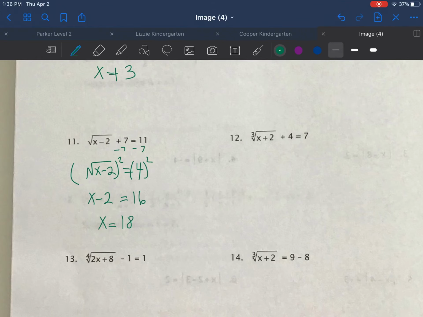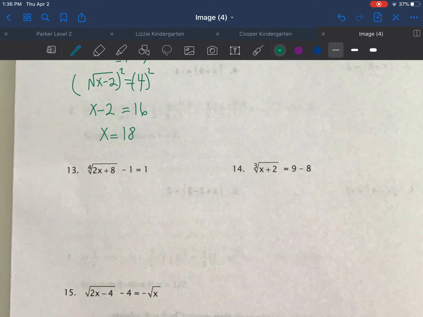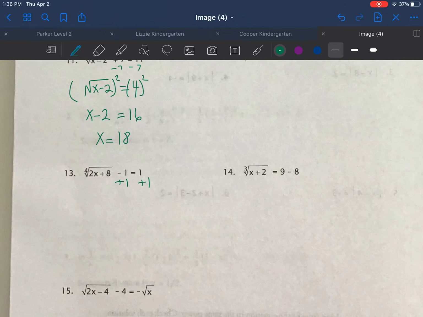Yippee, skippy. Okay, looking at 14. Now we've got a fourth root. Exciting. First thing, you have to isolate your radical. So the radical is the rooty looking thing. It's just a fancy word for rooty thing. Surely it has a better definition, but let's just go with it. Add 1, add 1, add 1. Fourth root, we've got the fourth root of 2x plus 8 equals 2.